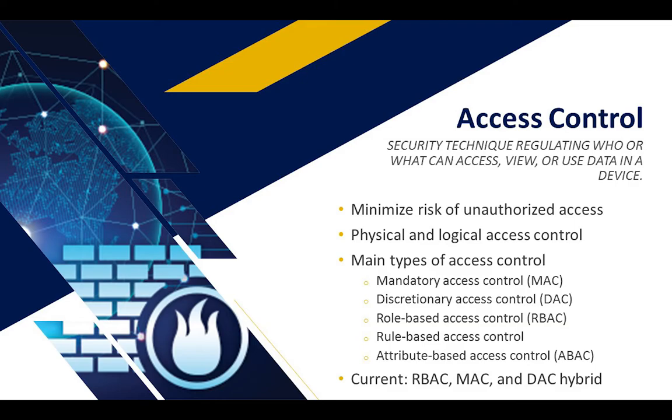In rule-based access control, the rules that govern the access to the data are defined by the system administrator and can be centered around conditions such as time of day or location. In attribute-based access control, the access rights are managed by assessing various rules, policies, and relationships of the user.